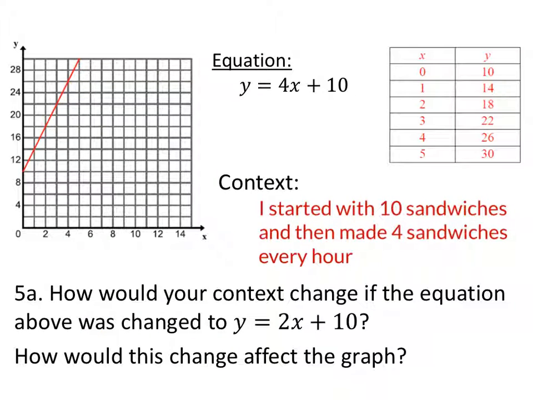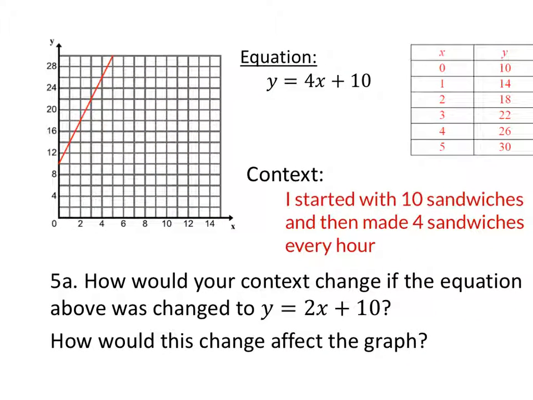So 5a, how would your context change if the equation above was changed to y equals 2x plus 10? How would this change affect the graph? On this one, since we were making 4 sandwiches every hour, this one would only be 2 sandwiches per hour. But it still shows that we would start at 10, so it wouldn't be as steep. So let's show that on the graph, right? We would have this point at 10 sandwiches, but then it's 2 sandwiches every hour. Again, this line is just not as steep on the graph.